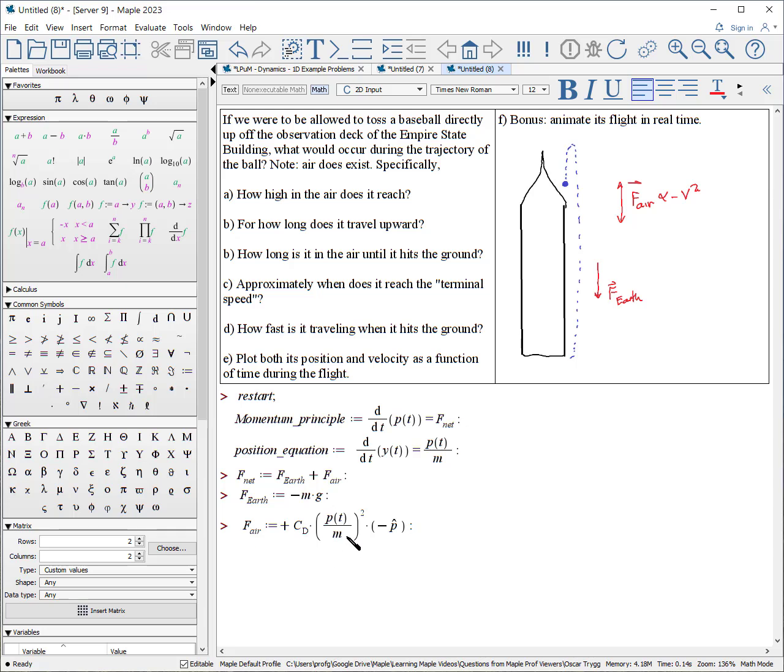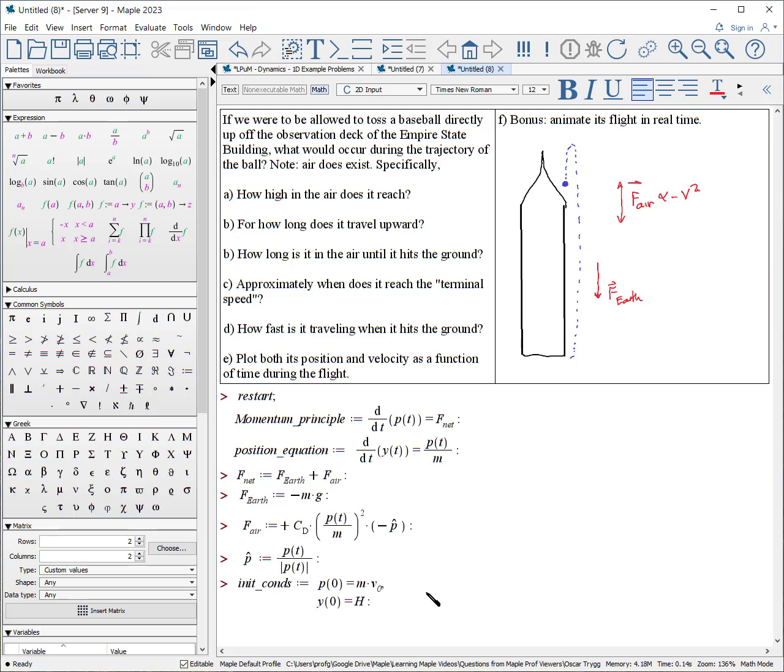Here is the velocity term, momentum over mass squared, and you notice it has to be pointing in the negative direction of the direction of motion of the ball. This direction is defined by p hat, and the direction vector is the vector itself divided by its magnitude.